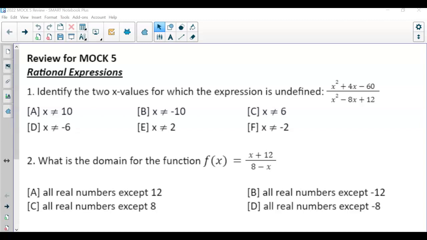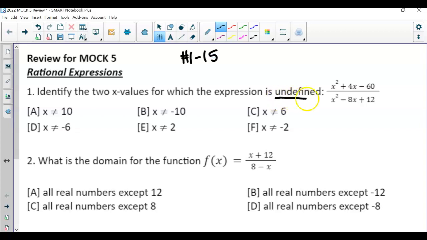In this video for our review for Mock 5, I am only going over the rational expressions questions, which are numbers 1 through 15. In another video, the second video, I'm going over the rest of the problems, which are the review. Question number 1 is asking which two x values make the expression undefined.